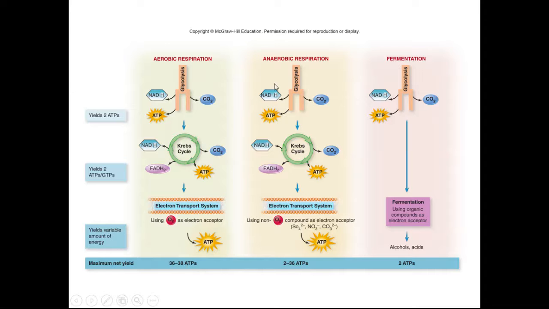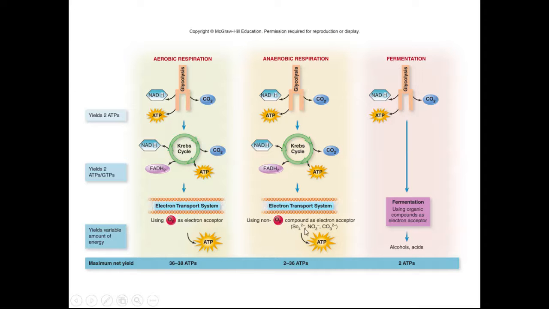So for every one monosaccharide, one glucose molecule that goes in, we can get 36 to 38 ATP molecules at the end. We can also have anaerobic respiration. This is respiration without oxygen. So at the very end, we have a non-O2, a non-oxygenic species. Generally speaking, it's going to be sulfate, nitrate, or carbonate at the very end. So it'll be an inorganic polyatomic ion. That's the final electron acceptor.